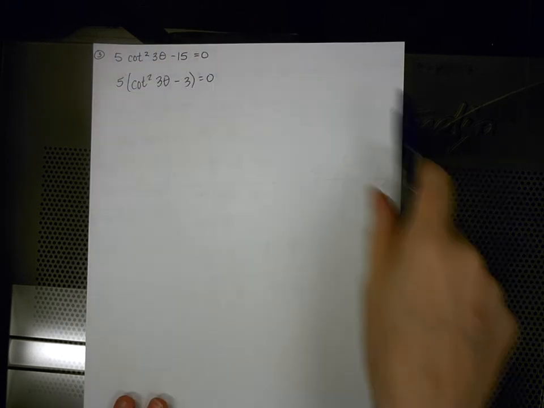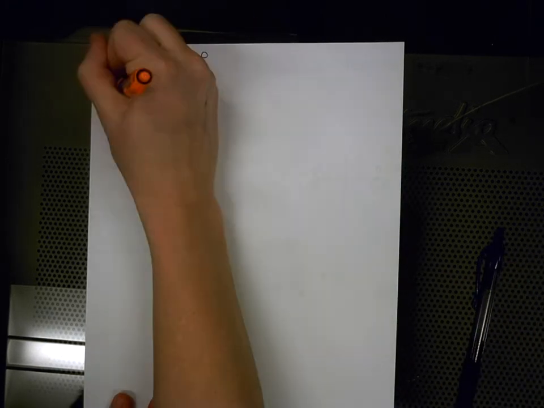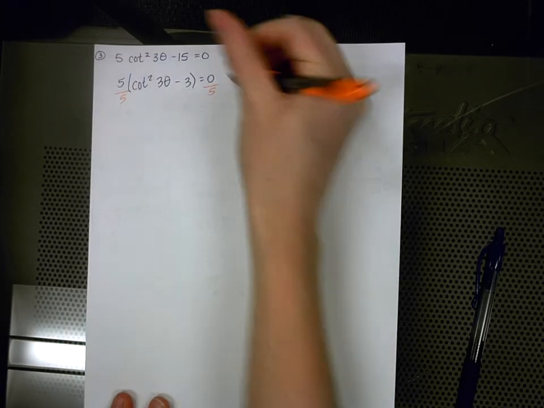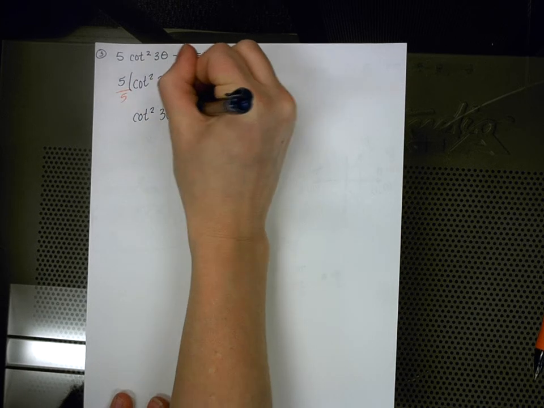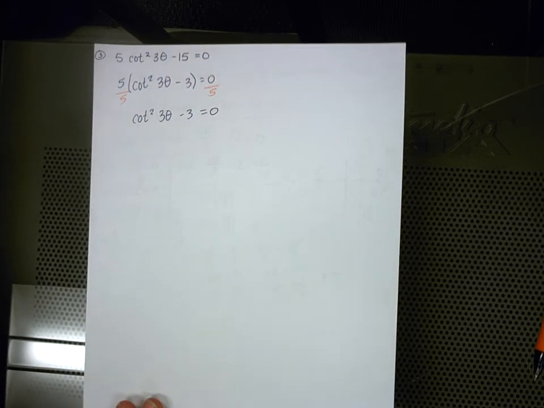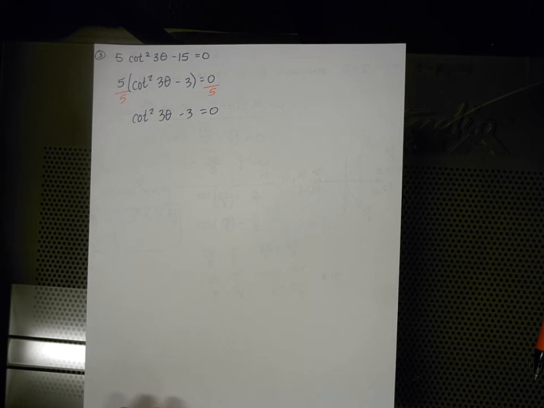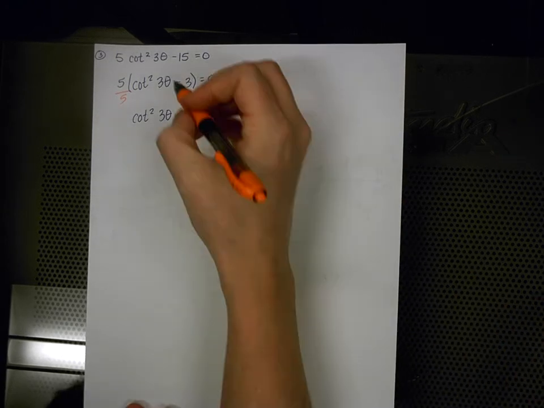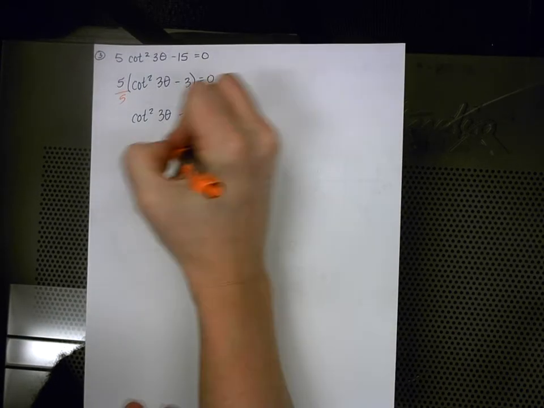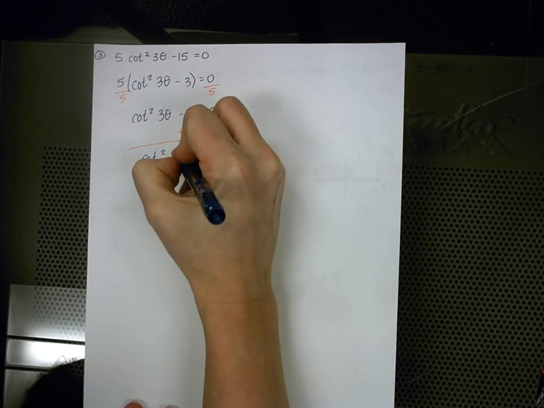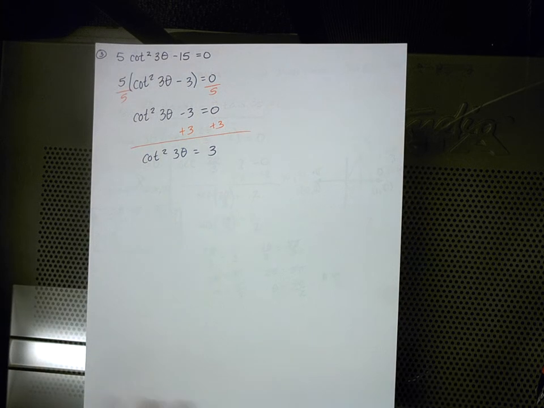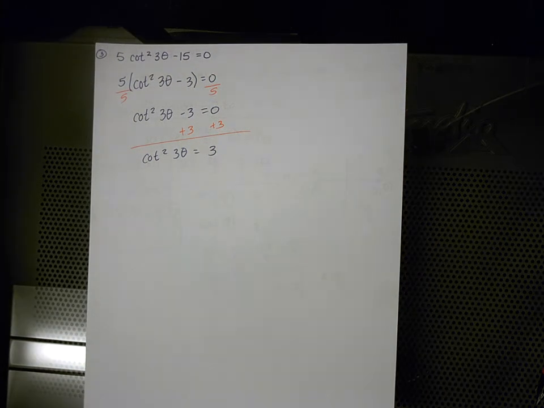So let's go ahead and divide each side by 5 so I can get rid of that extra 5 that we don't need. Cotangent squared of 3 theta minus 3 equals 0. And I'm just going to keep solving until I get cotangent of 3 theta by itself. So we're going to add 3. Okay, now cotangent is currently squared. So how do I get rid of a squared term?